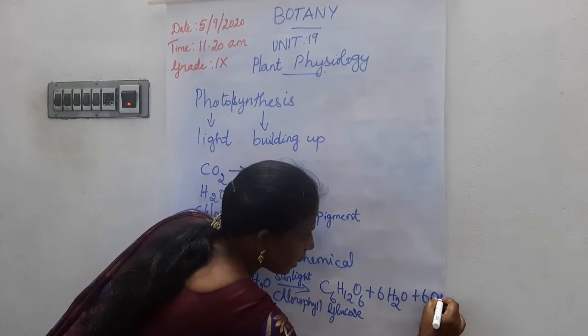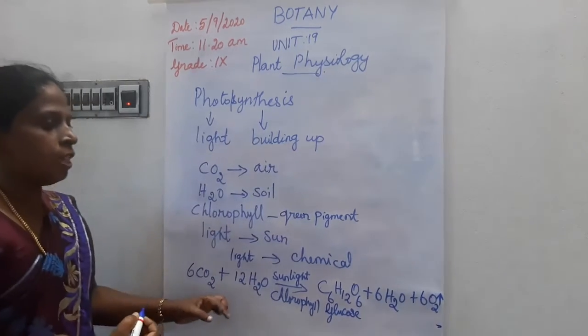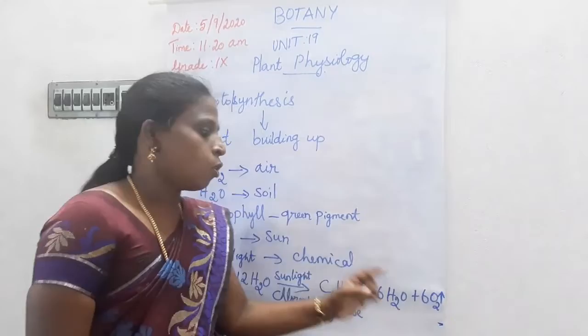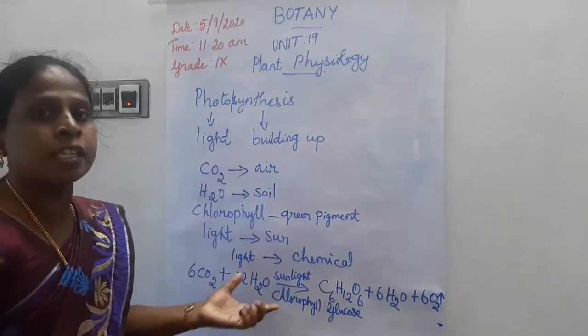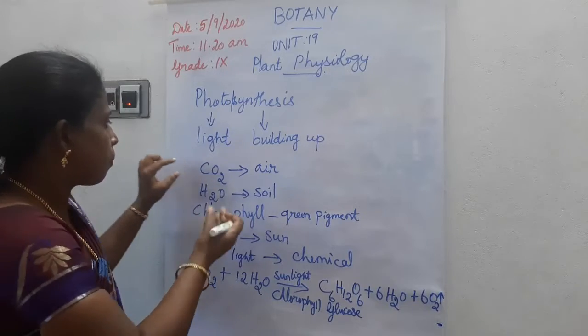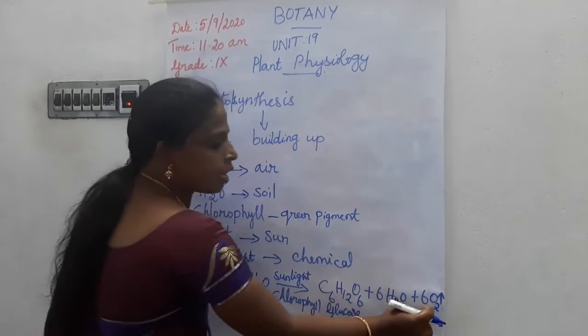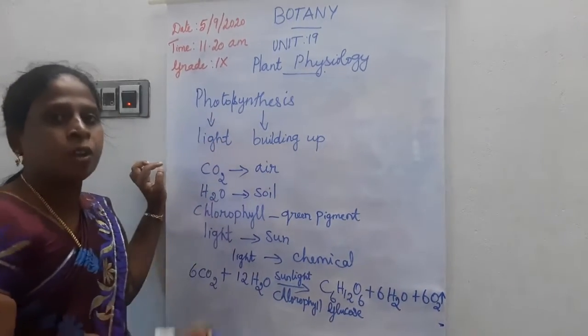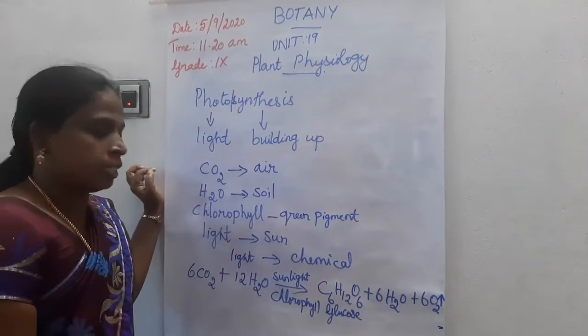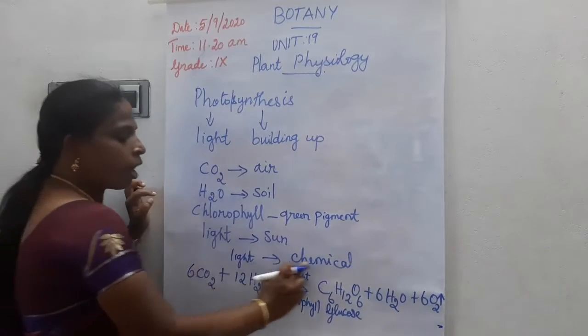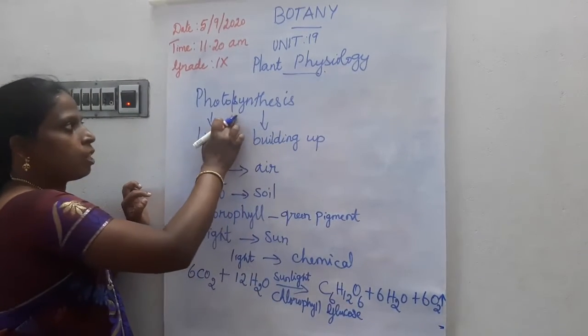and the gas evolved during photosynthesis is oxygen. So during photosynthesis carbon dioxide is taken in, they absorb carbon dioxide and release oxygen. During photosynthesis, the oxygen gas is evolved outside. So this is the overall equation for photosynthesis.